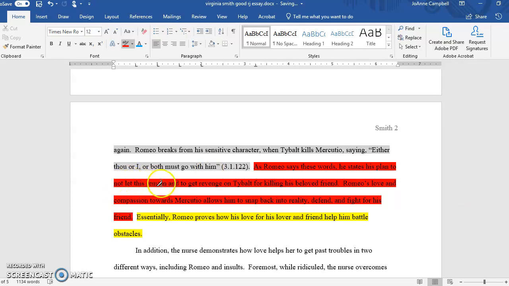I would get rid of the word "this." Again, that's an unclear pronoun reference. So Romeo's plan is not to let this remain and to get revenge on Tybalt for killing his beloved friend. Romeo's love and compassion towards Mercutio allows him to snap back into reality, defend, and fight for his friend. So it's making him hard. It's making him strong. It's making him manly again, is what she's saying. So she has proven her theme.